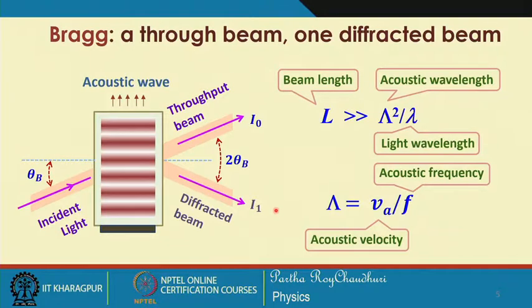So, Bragg-type modulator, as we know, you have an incident optical beam and there is an acoustic wave, and in absence of the acoustic wave, the beam will be passing through, and that is what we call the through beam. And in presence of the acoustic wave under the Bragg condition, the beam will be diffracted as the first order diffracted beam. So, as a consequence, we can see that if it satisfies the Bragg angle theta b, then the deflection of the beam under the Bragg condition will be by an angle twice theta b.